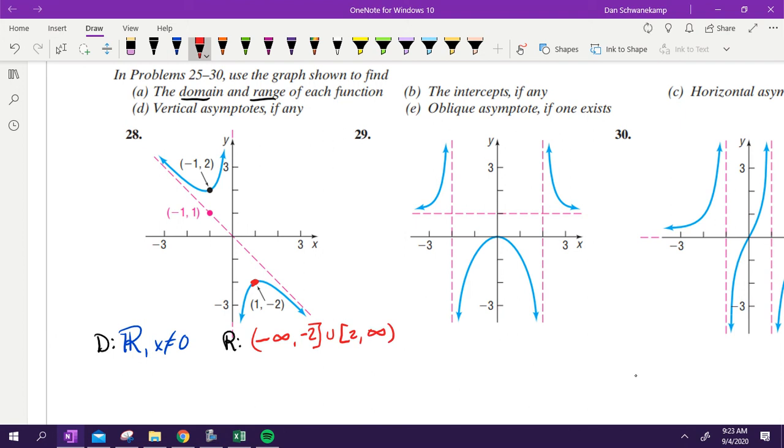Good. From 2 to positive infinity. Okay, bracket 2 to infinity because we're going from here up and from here down, but nowhere in between there. Good. So that's the only really tricky part here. The rest is just doing it.